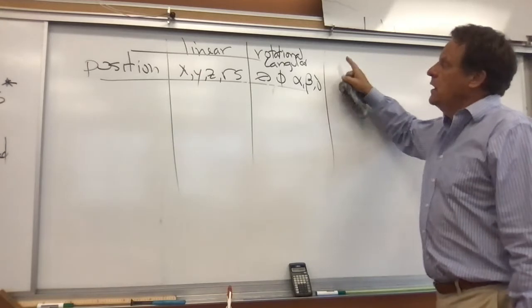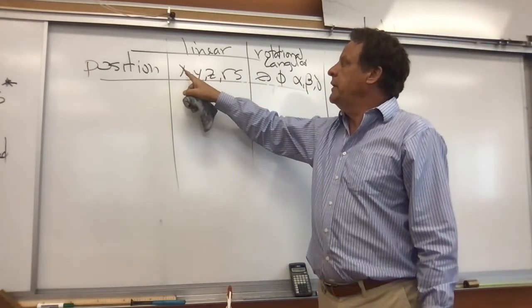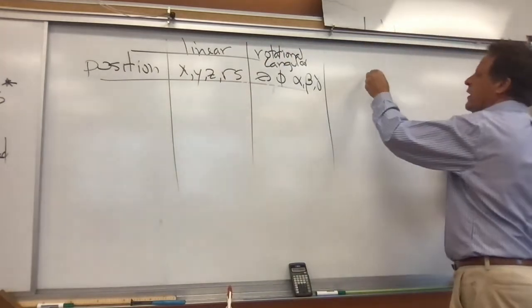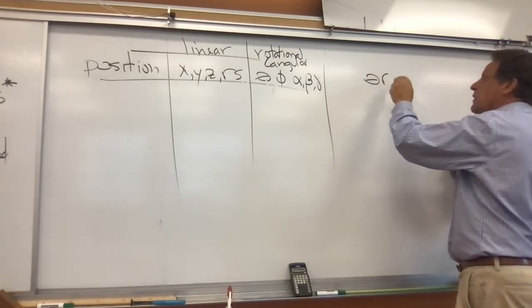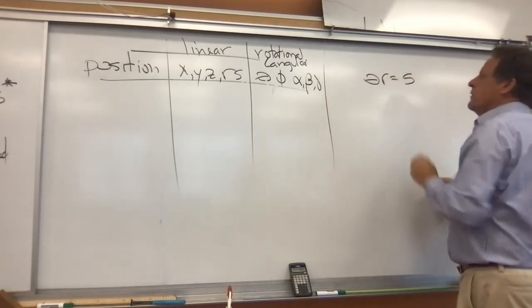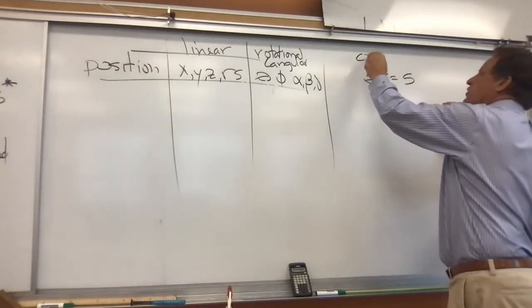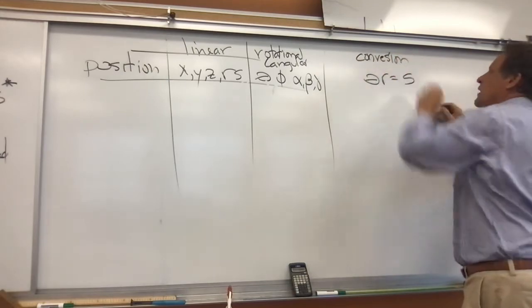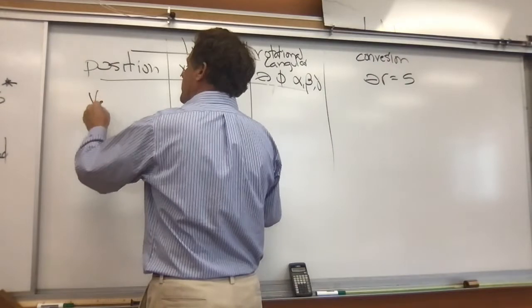So again, if we wanted to know the relationship between linear position and rotational position, I'm just going to rewrite this. It would be theta times r equal to s. So that's the conversion from rotational to linear.